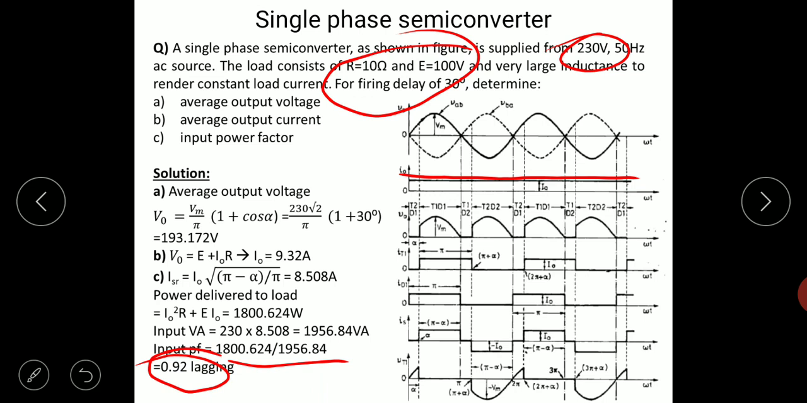That is all in single phase semi converter according to your syllabus. Thank you.